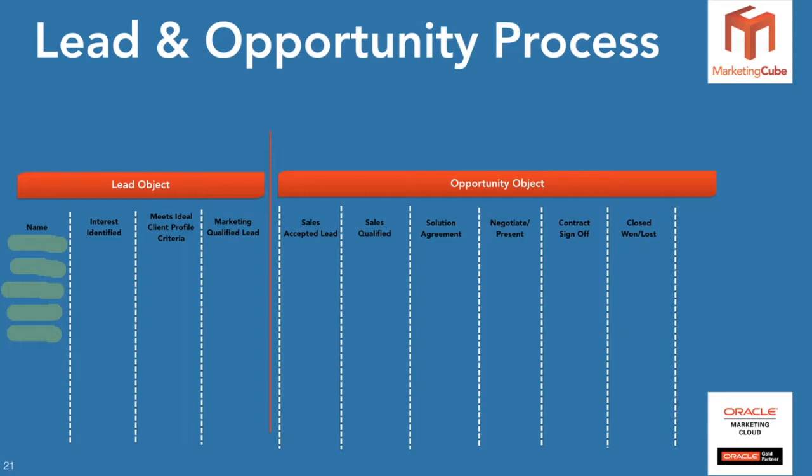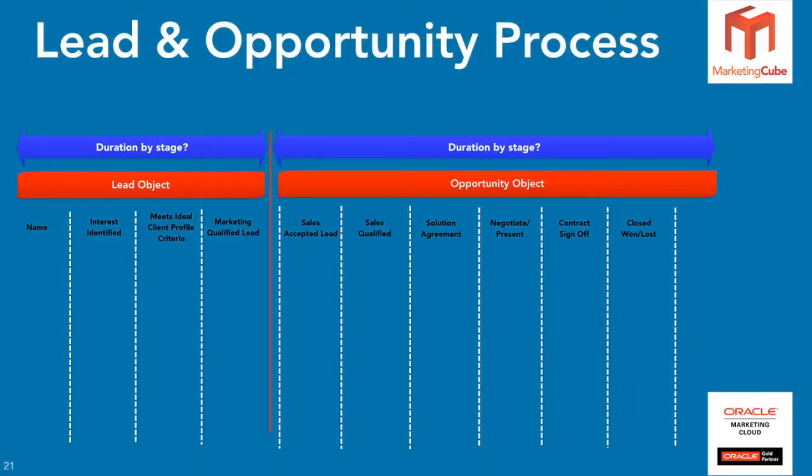You could use progressive profiling, so you're always asking the right sort of questions in hope that you're getting the right responses, which will in turn beef up the information you have to develop an ideal client profile. And so then there'll be a whole set of rules in place, but at some point you will develop a marketing qualified lead.